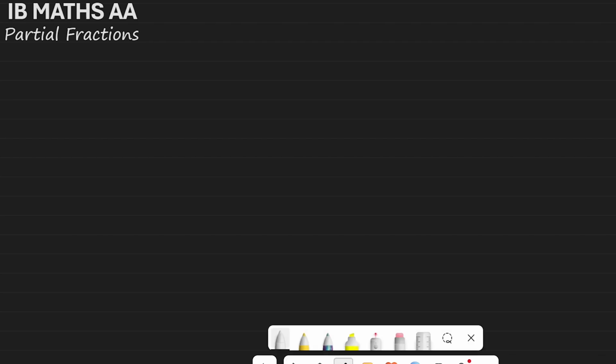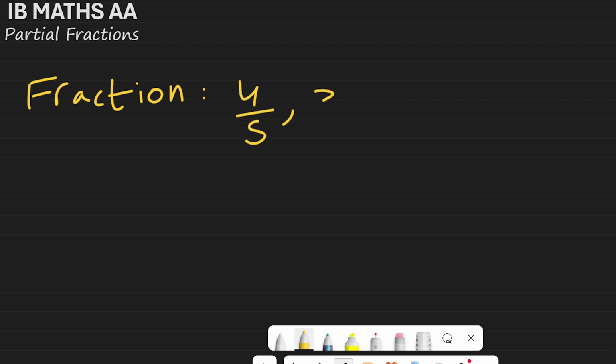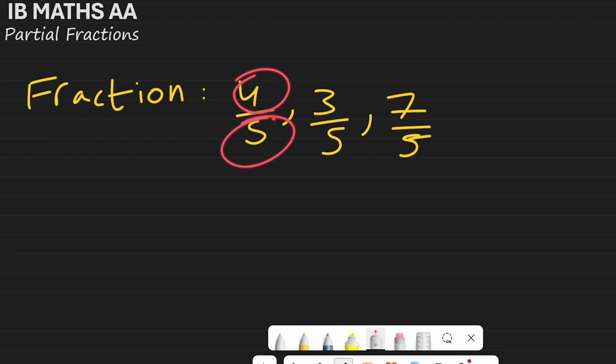Okay, so first of all, let's understand the term fraction. What is a fraction? You may say that it is 4 over 5, 3 over 5, 7 over 5 probably. In all these things, a fraction is basically a part of a whole. So this is basically 4 parts of 5, which is a whole. Here it is 3 parts of 5, which is a whole.